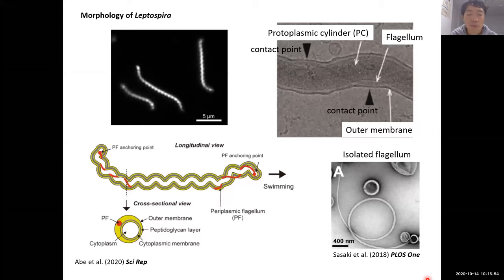So first, I'd like to explain about the morphology and the cell structure of Rectus spira. This is Rectus spira. Actually, this is a new species, so you cannot distinguish between this and the previous one. However, this is a new species isolated from soil. And you can find such a bent end, and it's difficult to see, however, you can see the bright spot here. And this is a cryo-electron micrograph, and this is the flagellar filament, and this is the contact point of the flagellar filament with the outer membrane. And this coil-shaped main body is called the protoplasmic cylinder, PC.